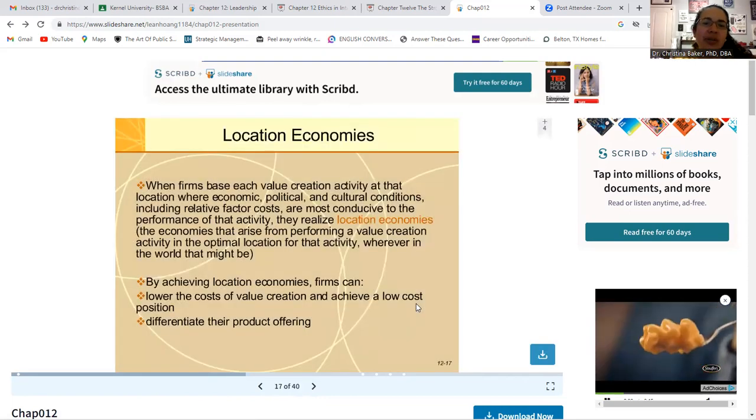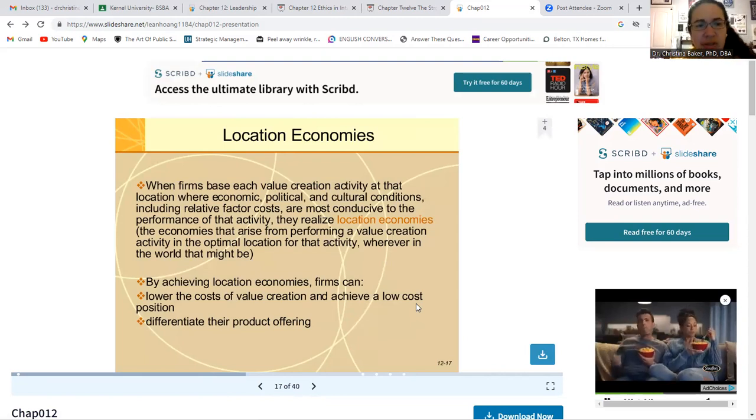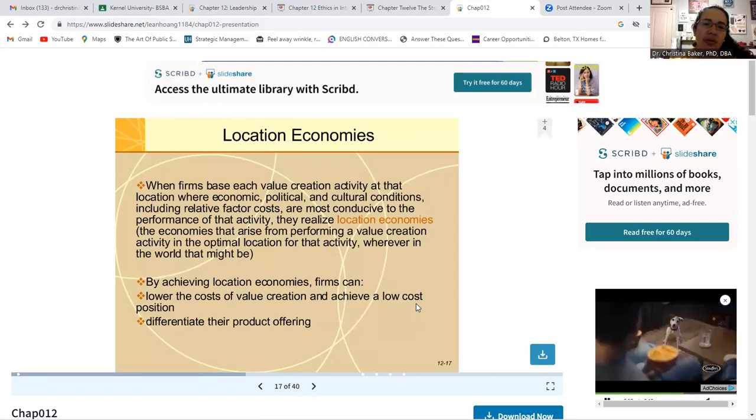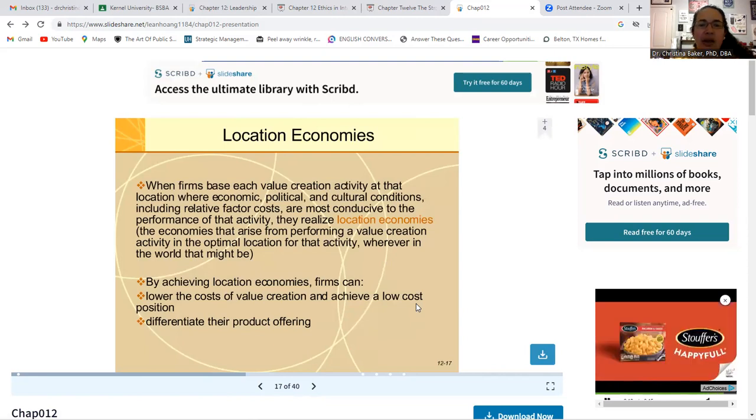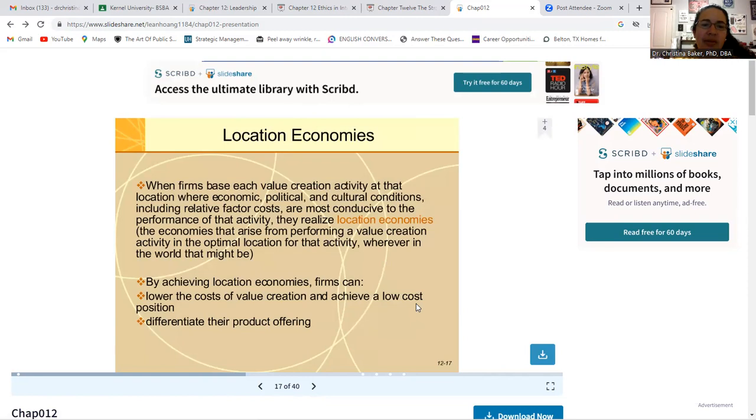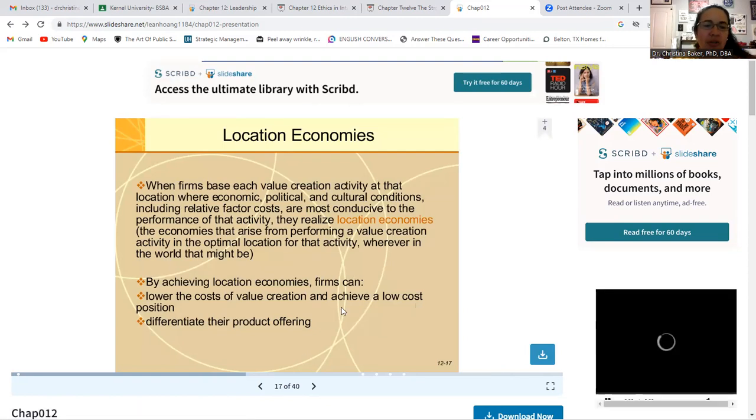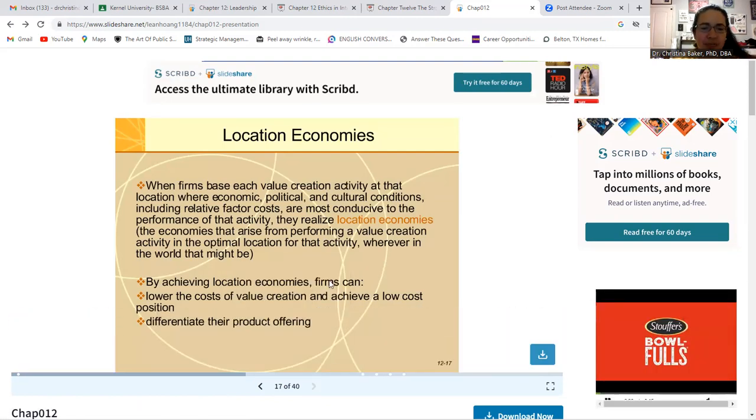When a firm bases each value creation activity in the location where economic, political, and cultural conditions, including relative factor costs, are conducive to the performance of the activity, it realizes location economies. These arise from performing a value creation activity in the optimal location, wherever in the world that might be. By achieving location economies, firms can lower the cost of value creation and achieve a low-cost position.